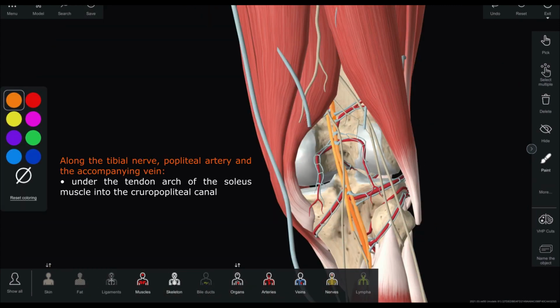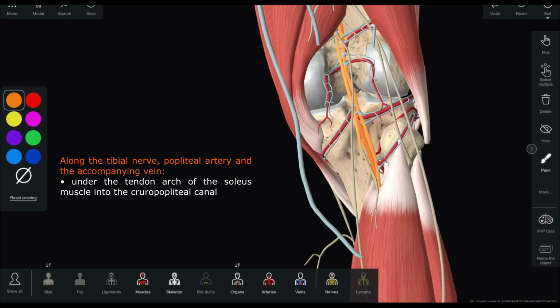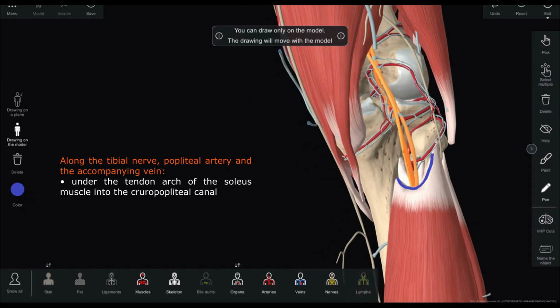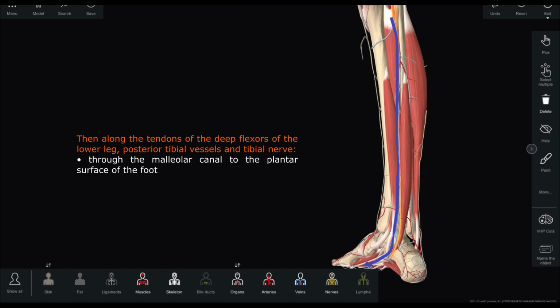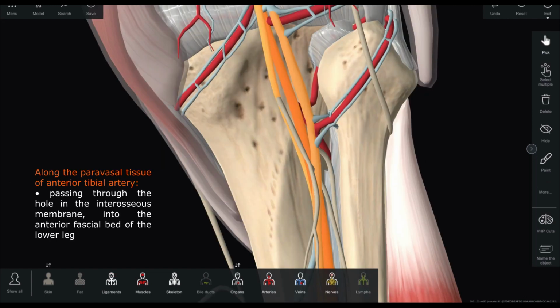Along the tibial nerve, popliteal artery, and the accompanying vein, under the tendon arch of the soleus muscle into the cruropopliteal canal, that is, into the posterior fascial bed of the shin. From there, it's possible to spread along the tendons of the deep flexors of the shin, posterior tibial vessels, and tibial nerve through the malleolar canal to the plantar surface of the foot.